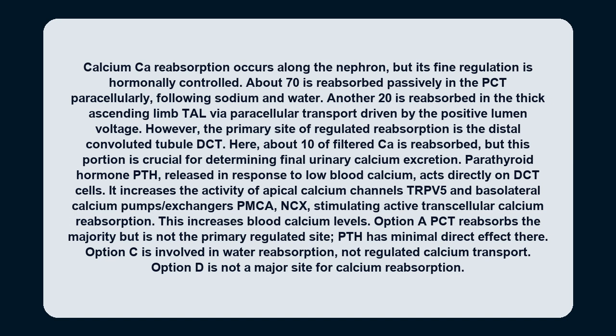Parathyroid hormone, PTH, released in response to low blood calcium, acts directly on DCT cells. It increases the activity of apical calcium channels (TRPV5) and basolateral calcium pumps/exchangers (PMCA and NCX), stimulating active transcellular calcium reabsorption. This increases blood calcium levels.